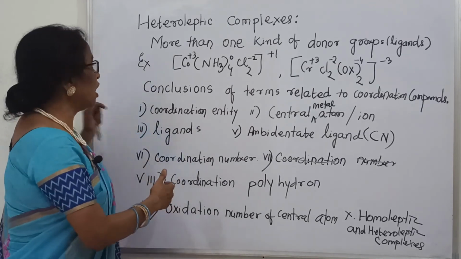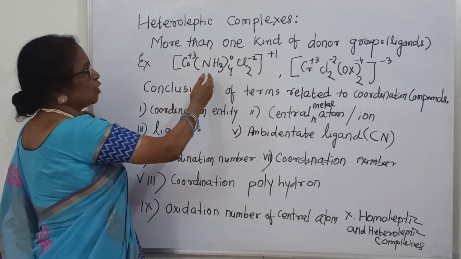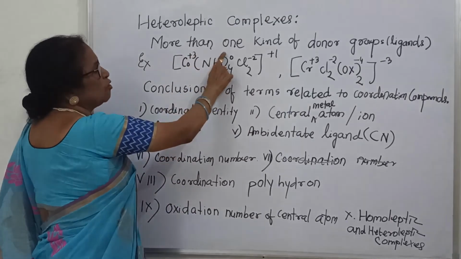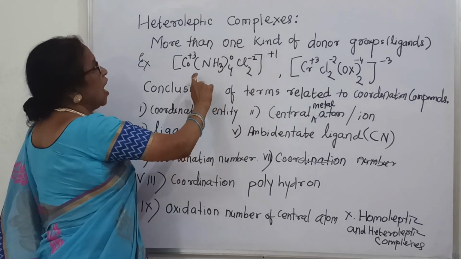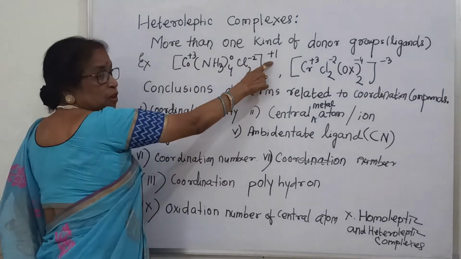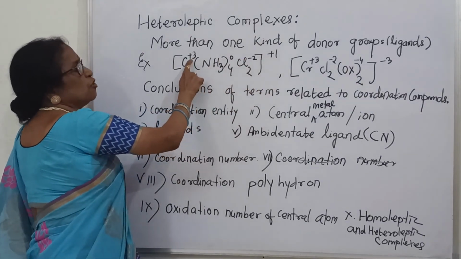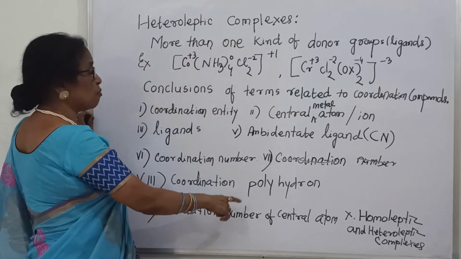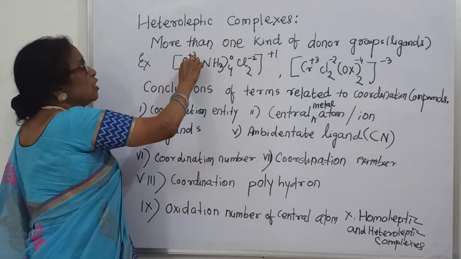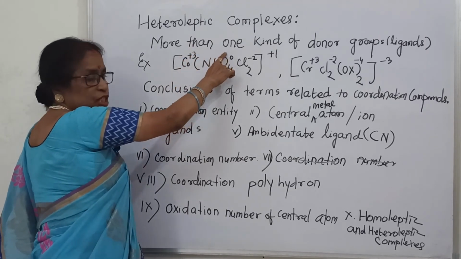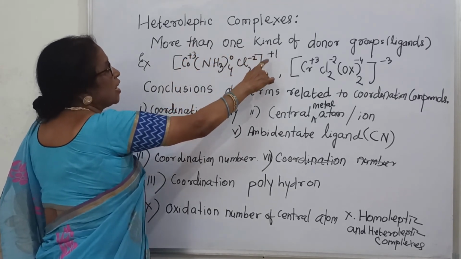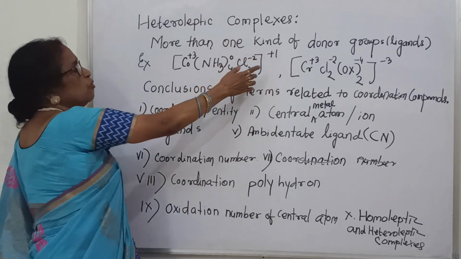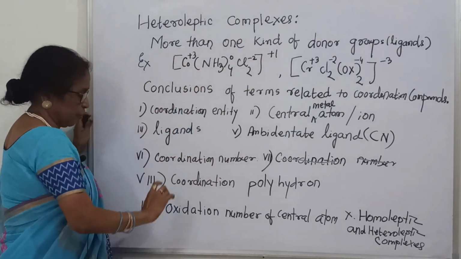Oxidation number of the central metal atom. How to calculate? I have already explained. Suppose you don't know this one, if it is X, then what happens? This is 0 value, this is minus 2 value, and here plus 1 is already given, so it should be plus 3. So the oxidation number of the central metal atom, this value you will calculate. You know this is 0, this is minus 2, and the outer side charge of the complex is plus 1, so you will calculate and it comes to plus 3.